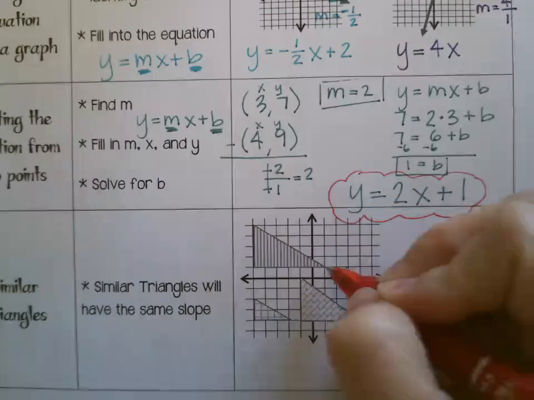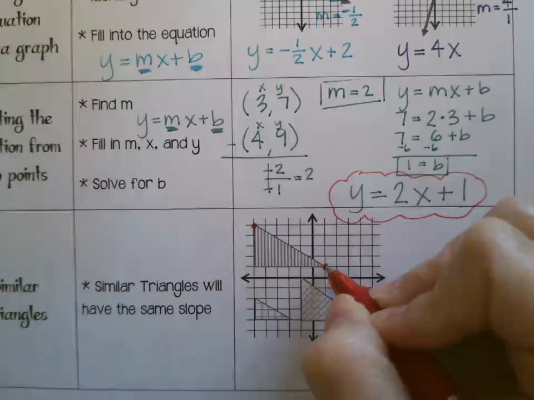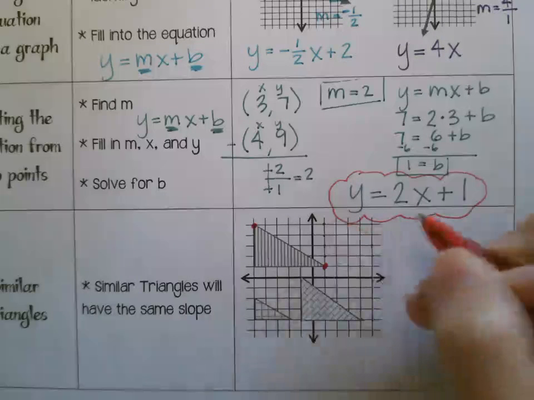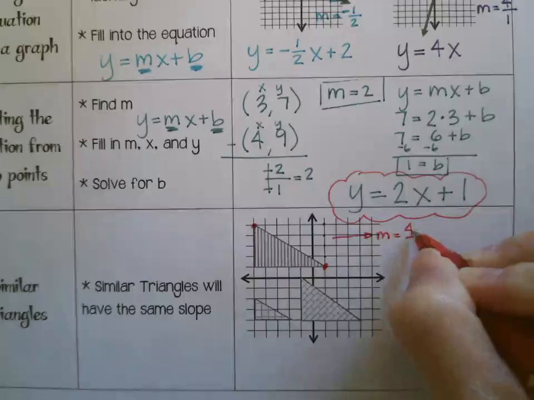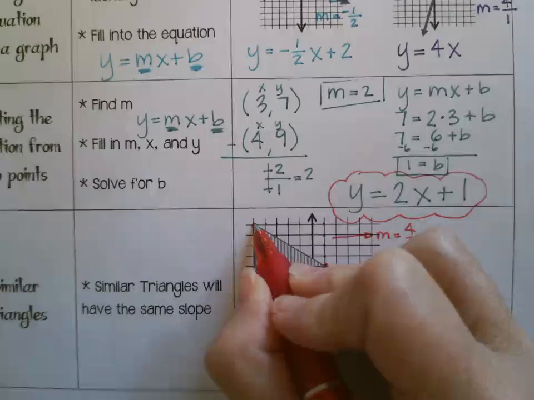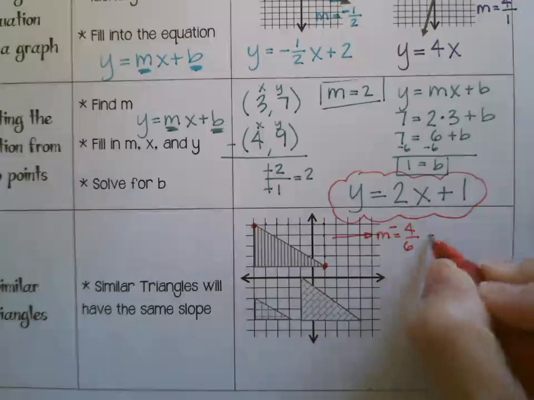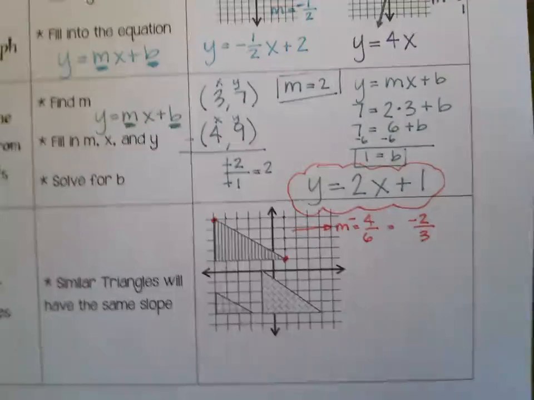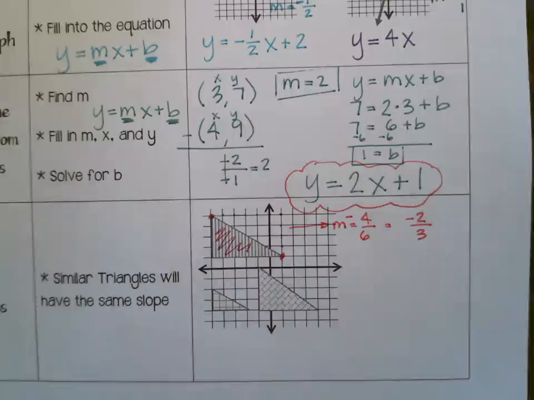So I'm going to go from this point to this point. So if I do that, I'm going to go 1, 2, 3, up 4. So I'm going to do up 4, and then 1, 2, 3, 4, 5, 6 over, but this is going in the negative direction. And I can reduce both of those by 2. So I got negative 2/3 for this red triangle.